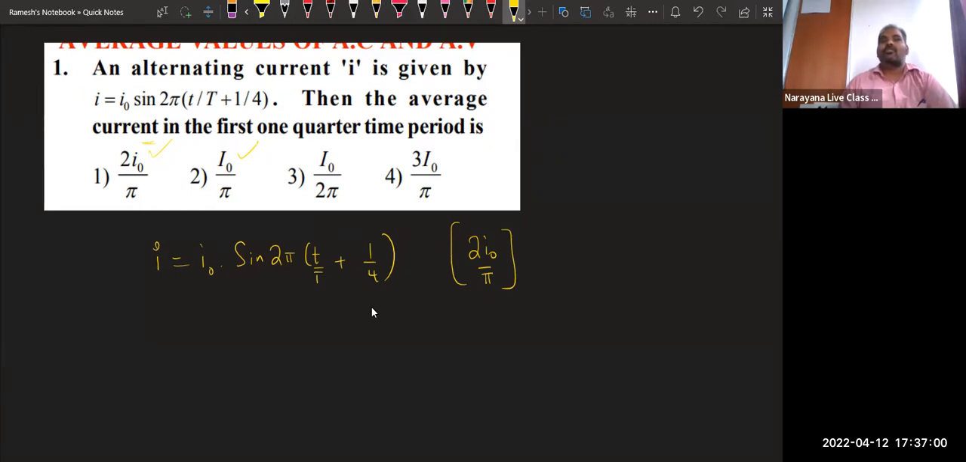Understood. So tell me, what is the average current concept? Correct concept: integration of instantaneous current into dt, and the whole divided by integration of 1 into dt. Scientifically you have to prove it. Even though your answer is correct, you should not trust yourself without justification. Trust with justification. Understood?